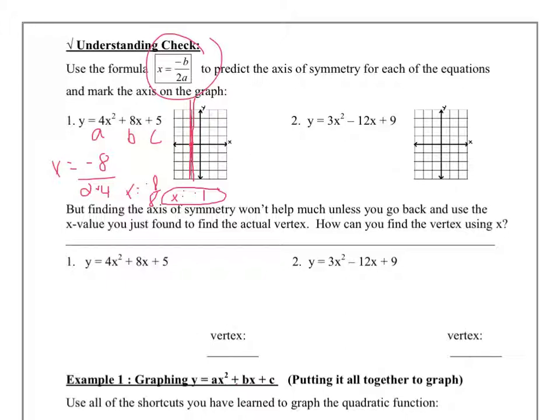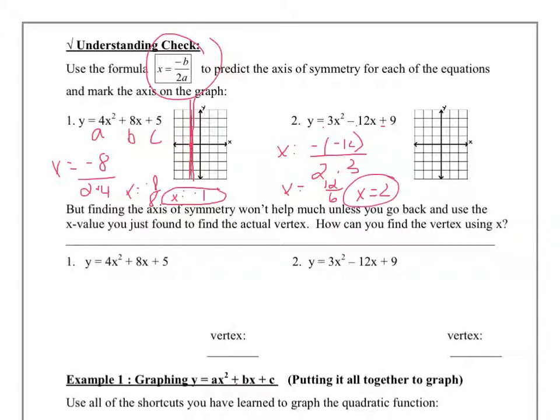So again, we have A, B, and C. So x is equal to negative b. So negative b is negative 12. You always want to put it in parentheses to make sure that you're not forgetting it. Over 2 times a, which is 3. Now I have x is equal to, negative negative becomes positive, 12 over 6. And x is going to be equal to 2.